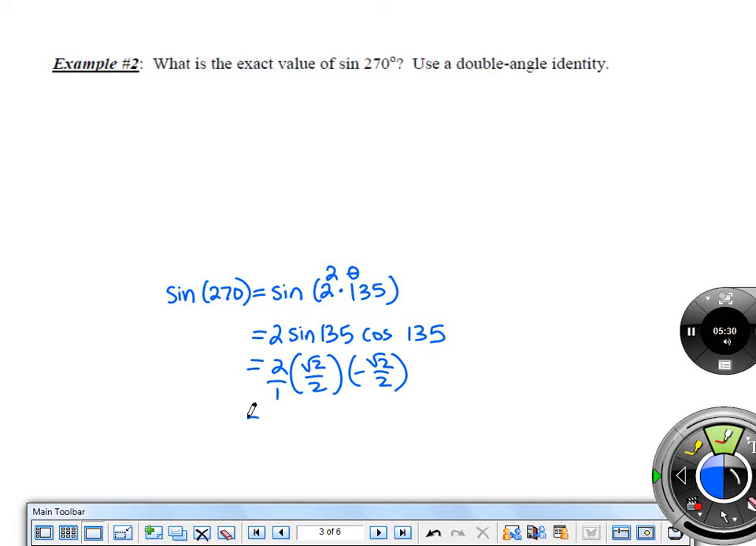I think of that 2 as 2 over 1. When I multiply this all out, I get negative 4 over 4, which is equal to negative 1. So again, I already knew this, but I want you to understand this manipulation and rewriting, that rewriting 270 this way allows us to use this new identity, but it should work out to be the same thing. It's a different way to do this calculation.